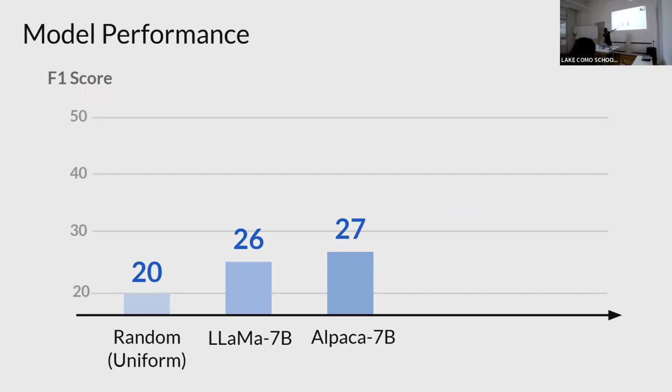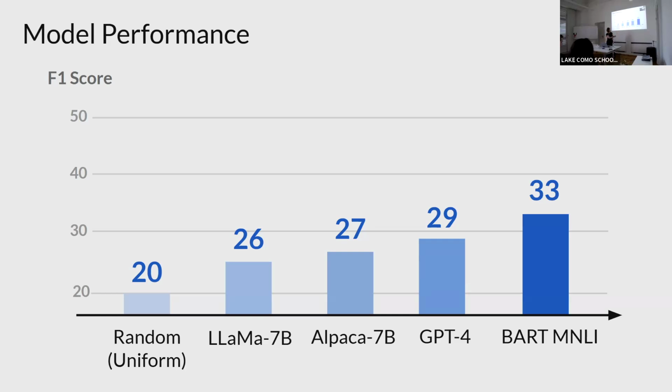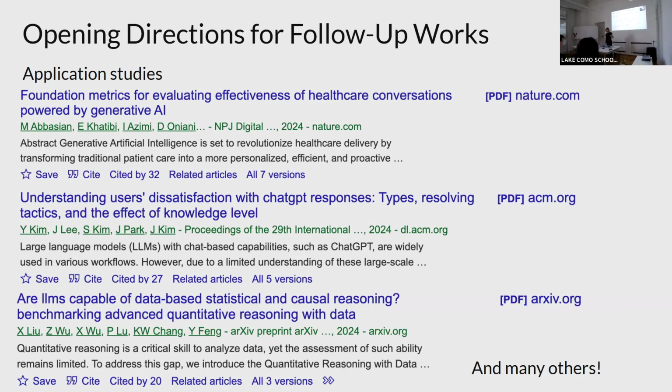At least when we were testing it in 2023, the open source models and GPT-4 had an F1 score very close to random accuracy. We also found that some language models fine-tuned on natural language inference, a logical reasoning task, are also better at causal reasoning. But there are a lot of follow-ups you can look up, which boosted model skills on this type of inference. And we can also see that such correlation-to-causation inference matters to follow-up studies, such as the quality of healthcare conversations for chatbots, how to make users really satisfied with chatbot responses, or how to make language models better data scientists for quantitative reasoning.